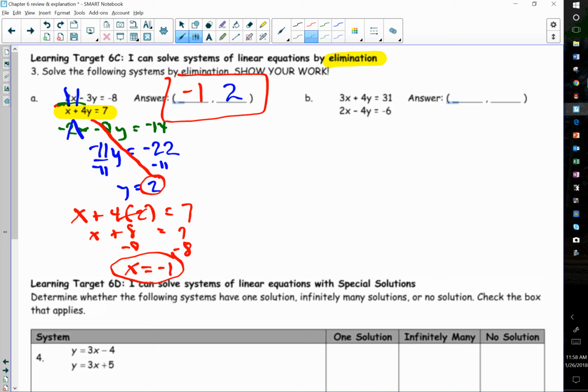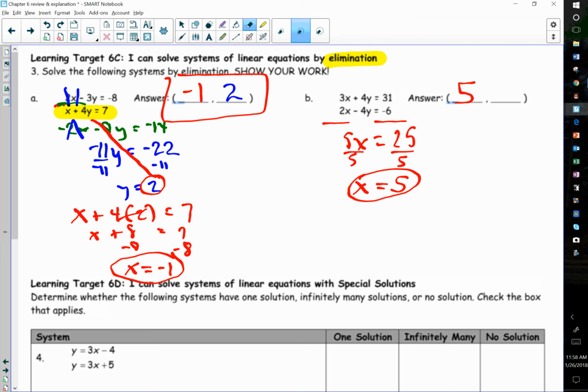The second example of using the elimination method is all ready for you to eliminate because the y-coordinates are already exact opposites. So I just have to add the two equations together. Those eliminate. 3x plus 2x is 5x. 31 and negative 6 makes 25. So x equals 5. That's half my solution.